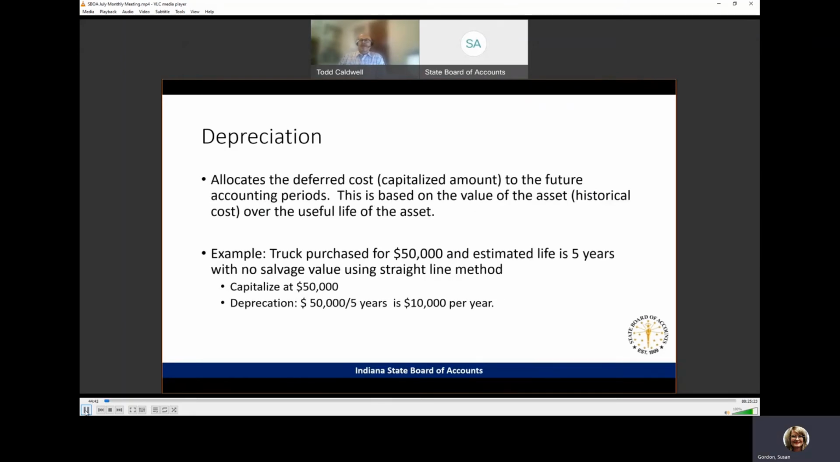Depreciation. This is the new area that you've not had to calculate or track before, unless, of course, you had GAAP statements. Depreciation is the mechanism for allocating the cost of the useful life of an asset.